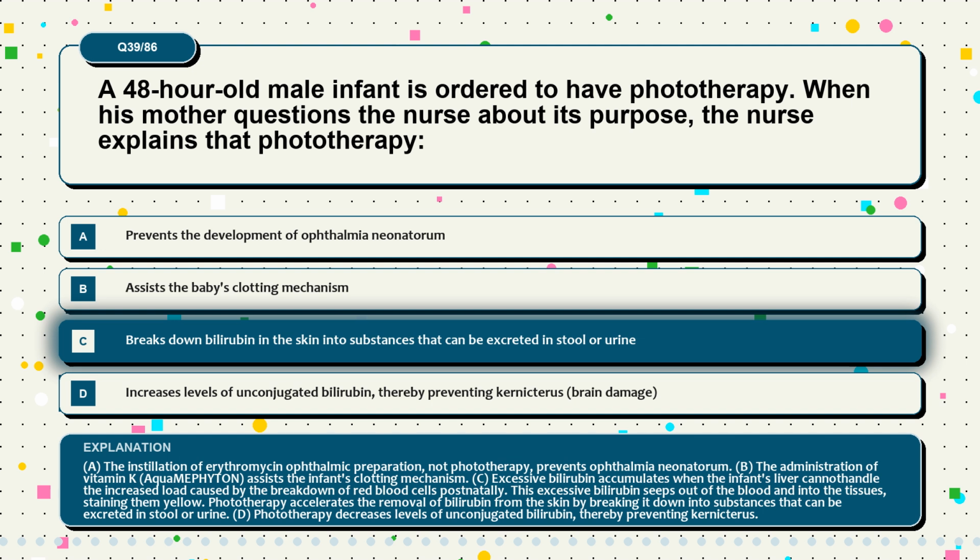C. Excessive bilirubin accumulates when the infant's liver cannot handle the increased load caused by the breakdown of red blood cells postnatally. This excessive bilirubin seeps out of the blood and into the tissues, staining them yellow. Phototherapy accelerates the removal of bilirubin from the skin by breaking it down into substances that can be excreted in stool or urine. D. Phototherapy decreases levels of unconjugated bilirubin, thereby preventing kernicterus.